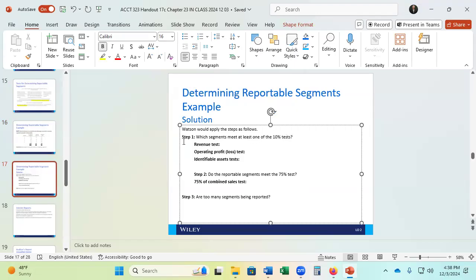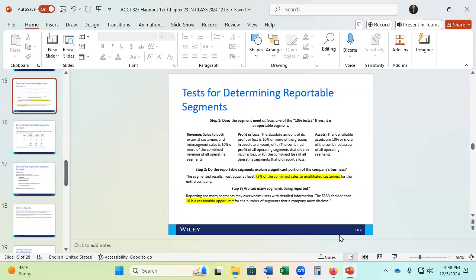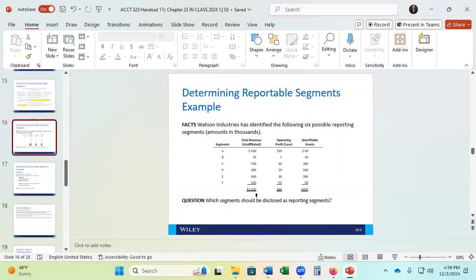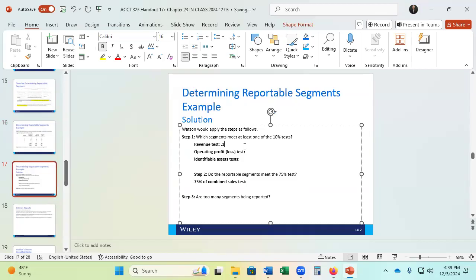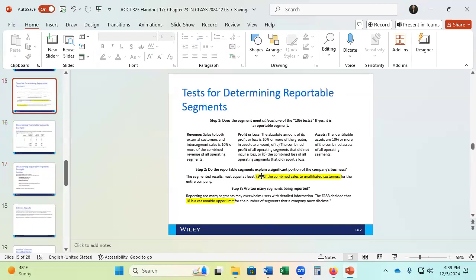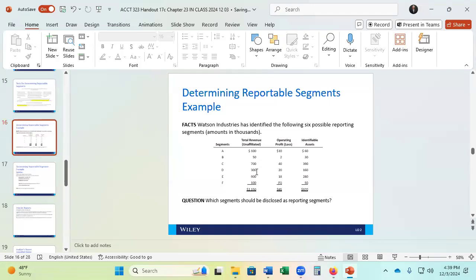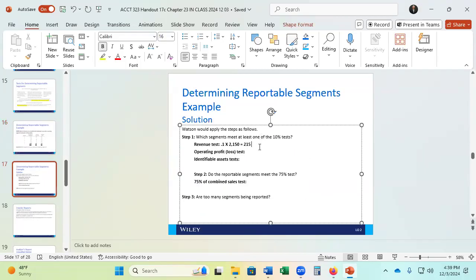Which segments meet at least one of the 10% tests? So we're going to go back here and ask, what's 10% of total revenue? 0.1 times 2 million, or 2150, equals 215. So we go back and look and ask, what's bigger than 215? We have C, D, and E. So C, D, and E meet those requirements.